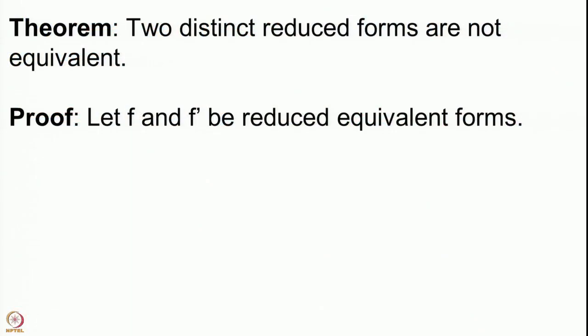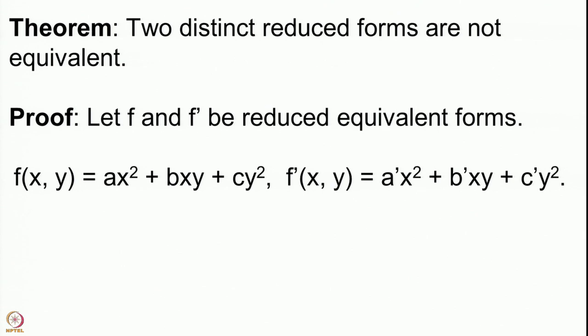So, suppose we have two reduced equivalent forms, we call them f and f prime. Let us say that f of x comma y has these coefficients A, B and C, and let us also assume that f prime is given by A prime, B prime and C prime.